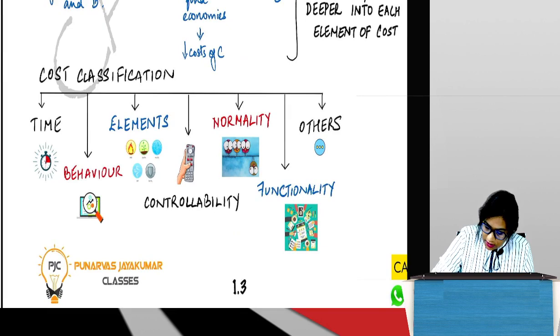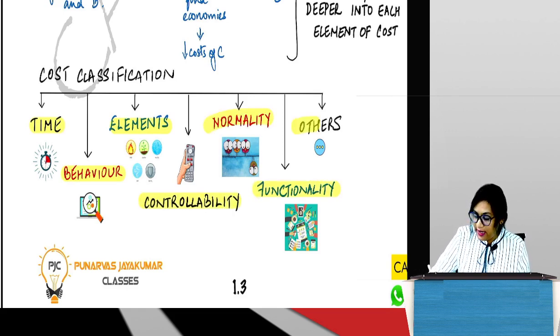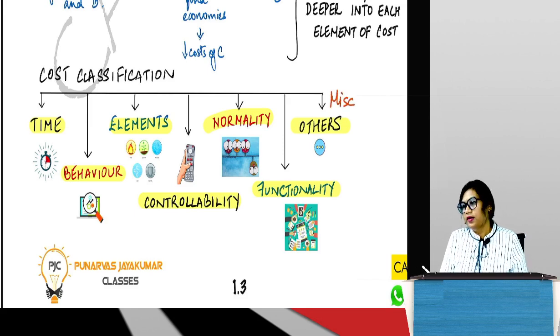Very important. So cost classification, guys, cost is classified into various types. There are some parameters on the basis of which cost is classified. So the parameters are given here in this chart. It is classified on the basis of time. It is classified on the basis of behavior, elements, controllability, normality, functionality and others. Others is nothing but miscellaneous. Like there is no rule for classifying it under miscellaneous. Whatever is not covered under this will be covered under miscellaneous.